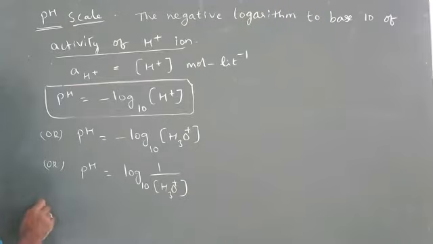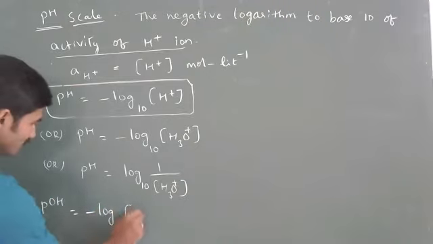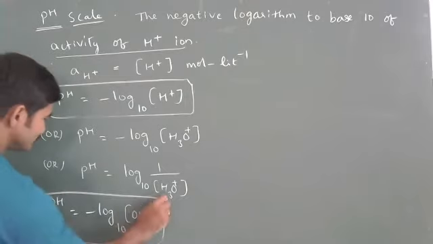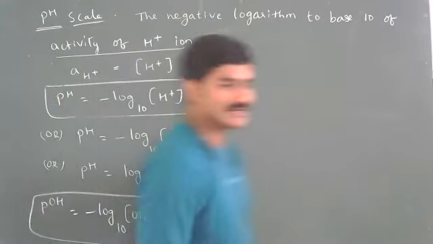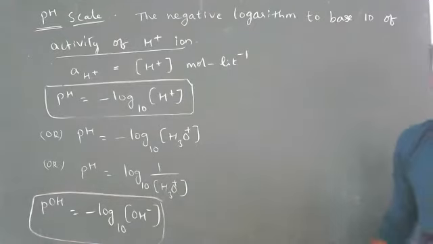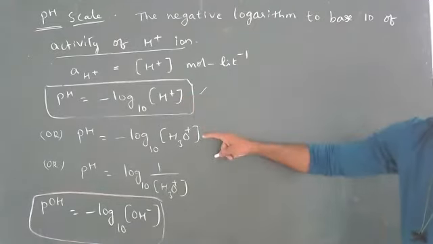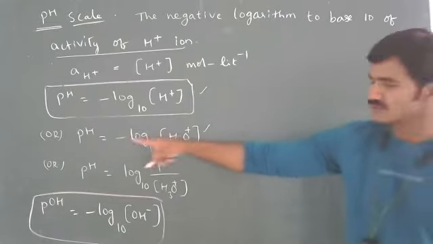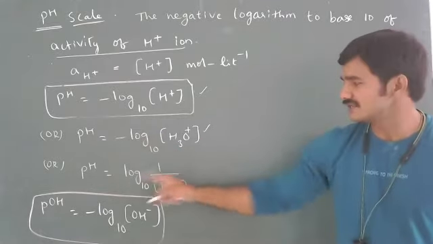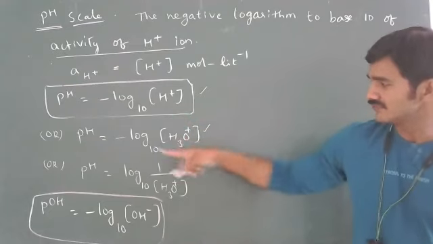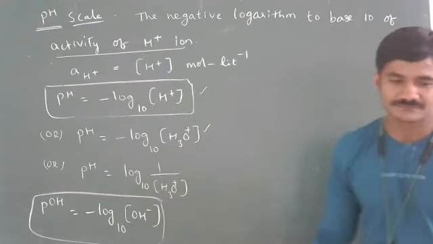Similarly we have pOH also. pOH is the negative logarithm of OH minus ion concentration, base 10. In the pH formula, instead of H plus concentration, we can write H3O plus concentration. If you remove the negative sign, it becomes the reciprocal, 1 by. So this is also reciprocal. If you remove the minus, it will be the reciprocal value.